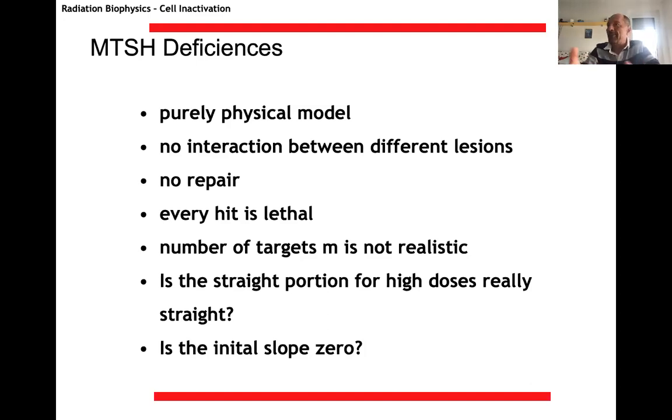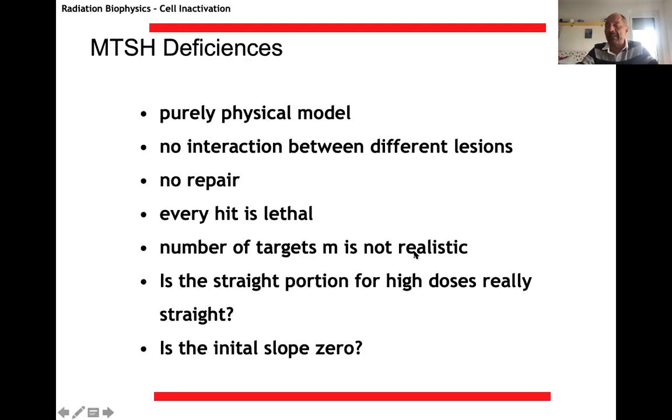We have seen the formation of chromosomal exchanges. There is no repair. Repair is not part of this model. If it is single hit, every hit is lethal. What is a hit then? Is it an energy deposition of 30 electron volt? You remember in radiation chemistry, we saw that sometimes even stopping electrons at energies of the order of a few electron volt can induce a double-stranded break. So what is a hit?